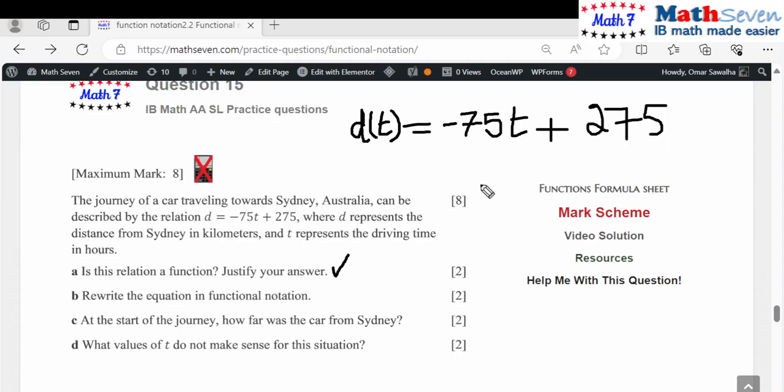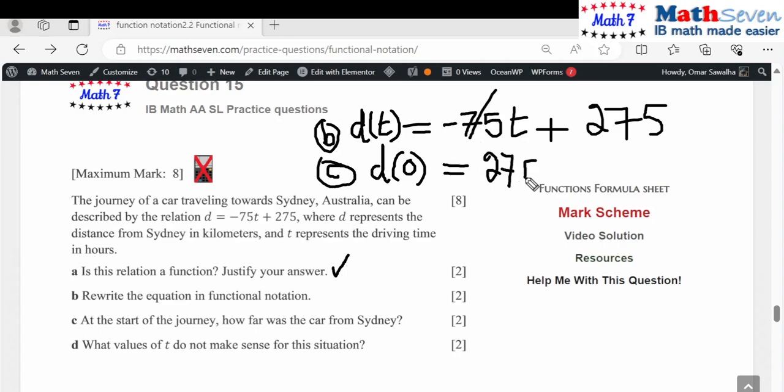At the start of the journey, we mean at time equals 0. So d of 0, that's at the start of the journey. So this term is gone, and you have 275 kilometers. So the car was 275 kilometers away from Sydney.